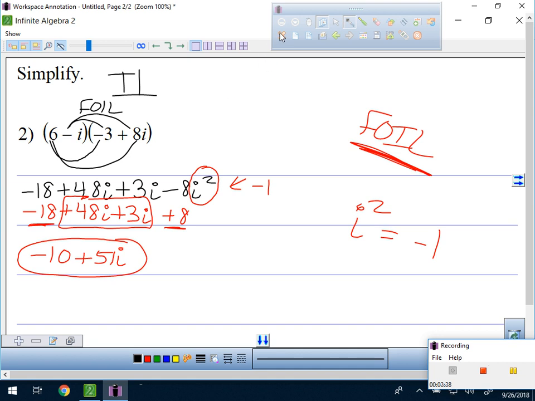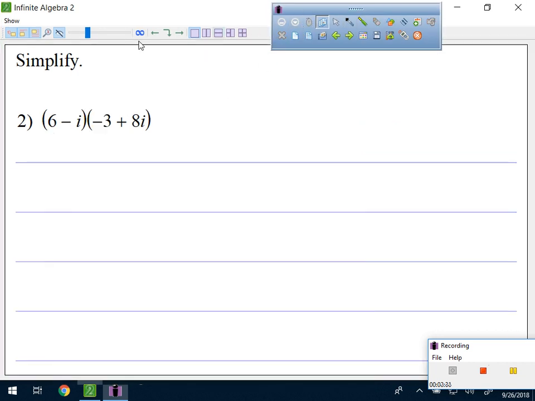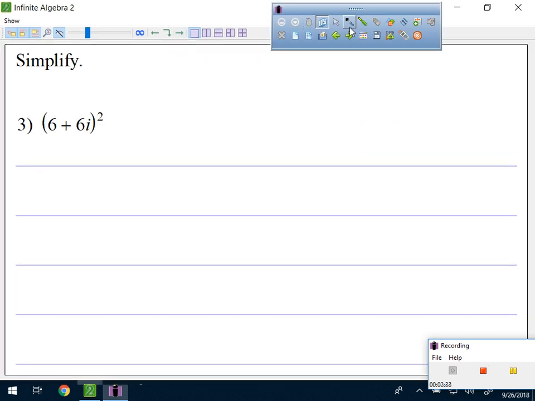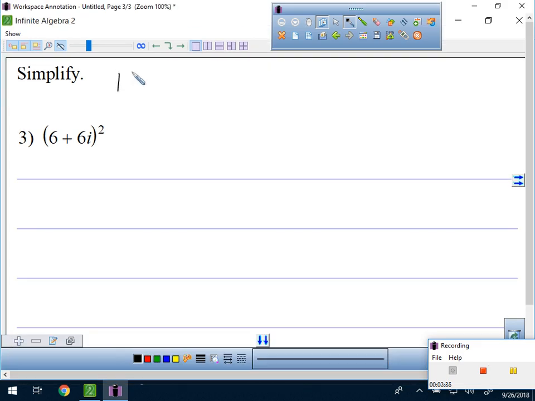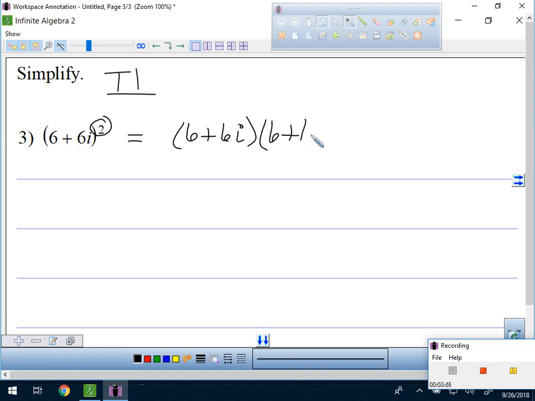All right, so the third question, again, this is test 1. The third question is almost identical, but here's where I'm trying to trick you up. It says (6 plus 6i) squared. Remember, guys, this squared literally means (6 plus 6i) times (6 plus 6i). So it would help you guys to write that out. So write that out, and then we're still just going to FOIL this out.